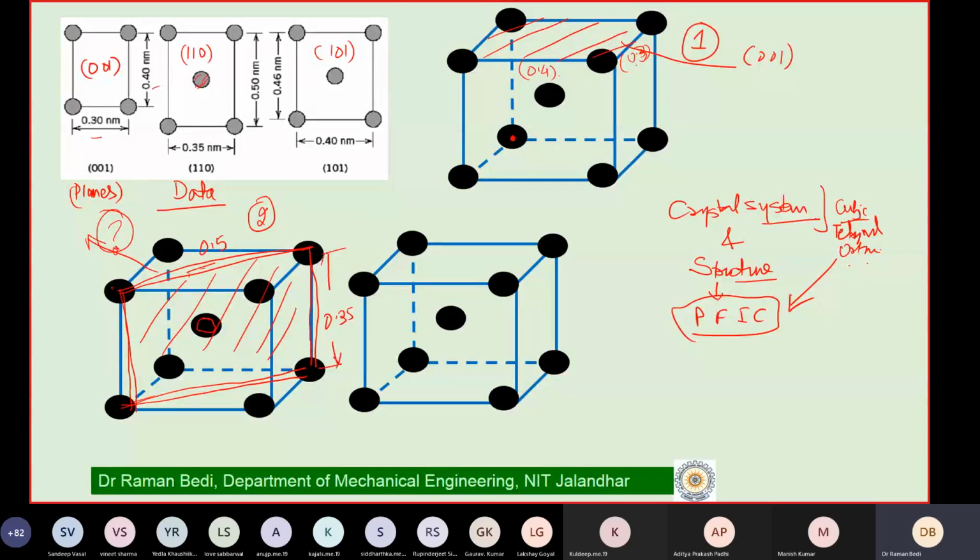So with this information, can you tell me, is it a cubic unit cell? No, sir, it is not, because this side is 0.35.